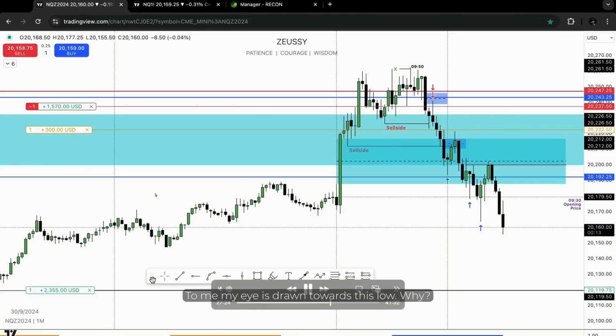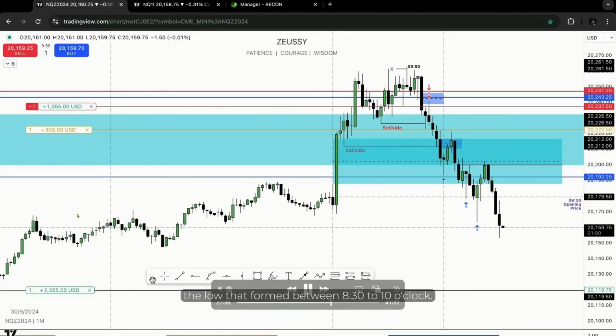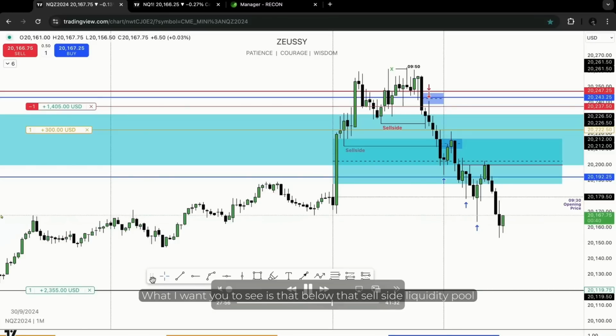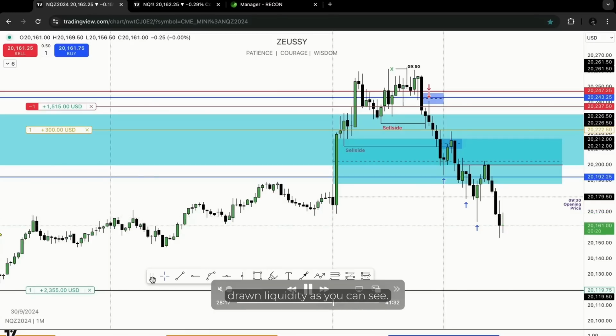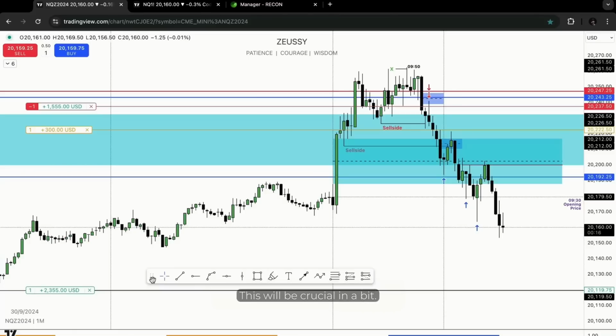To me, my eye is drawn towards this low. Why? Because this is the previous 90-minute cycle low, the low that formed between 8:30 to 10 o'clock. That is the nearest drawn liquidity for IPDA at this stage. This is a key sell-side liquidity pool. What I want you to see is that below that sell-side liquidity pool, we also have this imbalance right here on the 1-minute chart that formed near that final drawn liquidity, as you can see. This will be crucial in a bit.